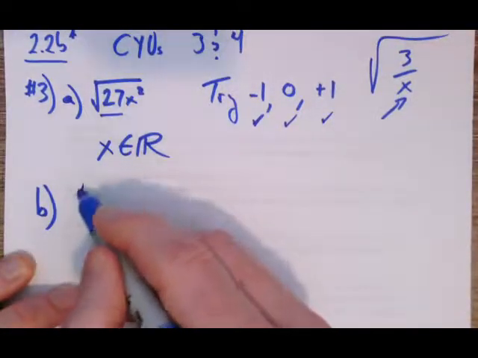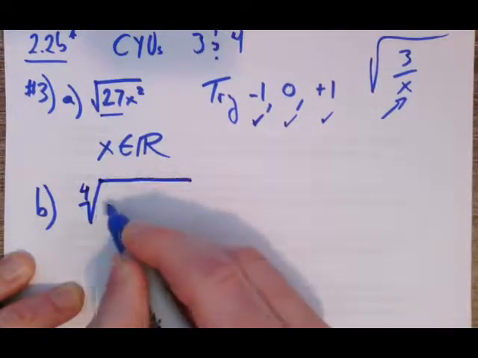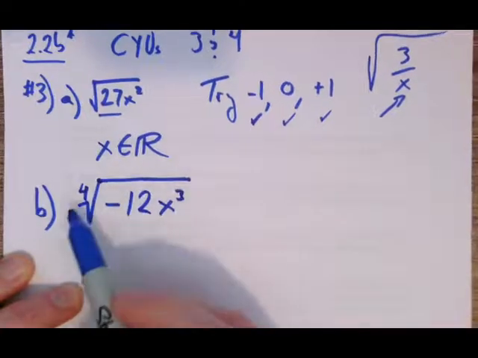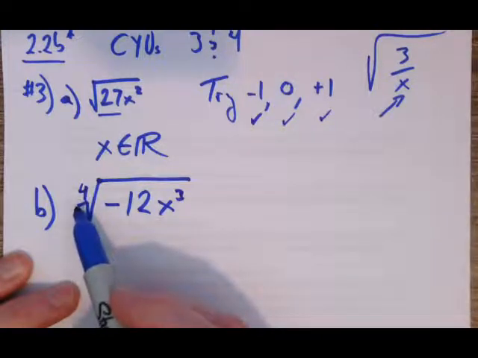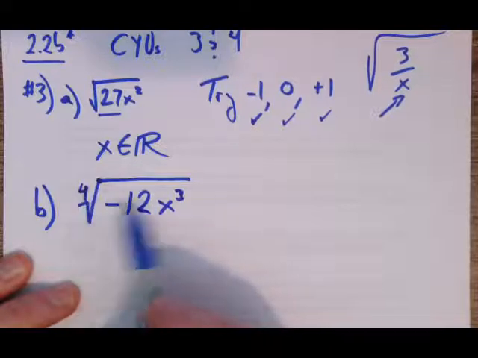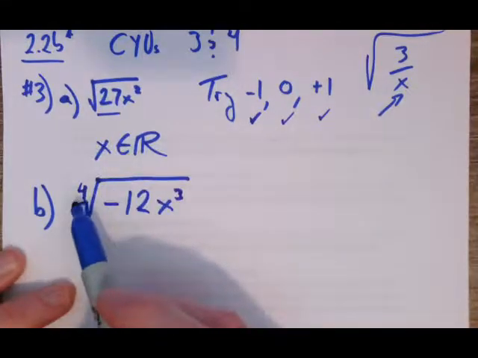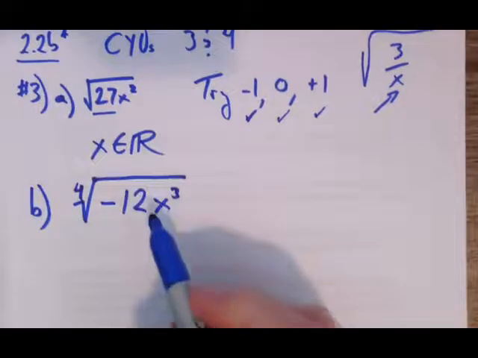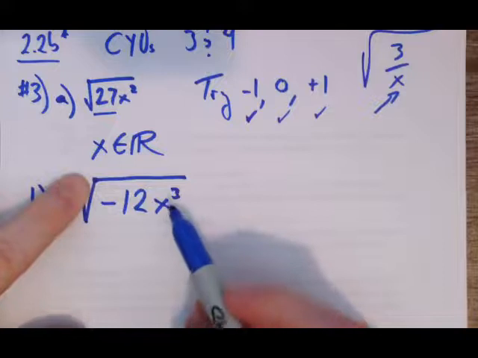This one's the 4th root of -12x cubed. So we have a 4th root, so it's an even root. So what that means is it can't be negative in here. It can be negative if it's an odd root, and we'll see that. I think you're going to get an example coming up. Just for funsies, imagine this is 3 or 5. Let's just say it's 3.